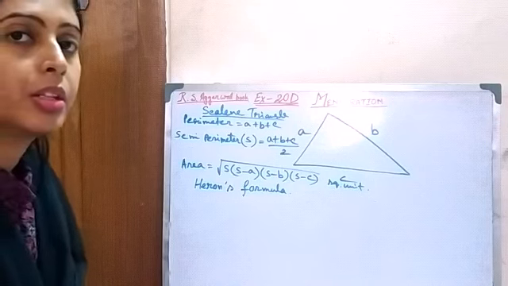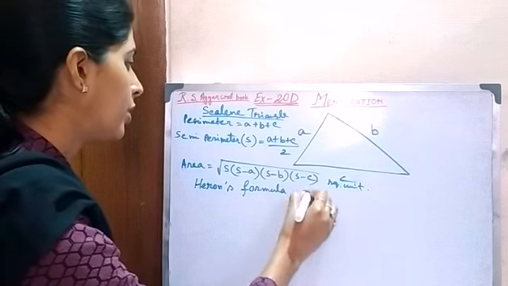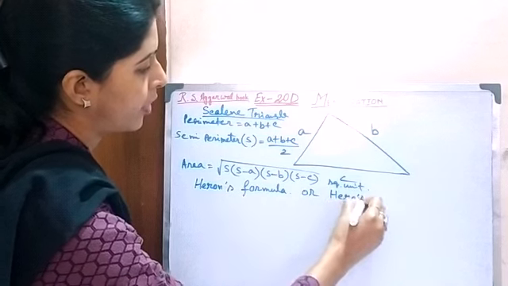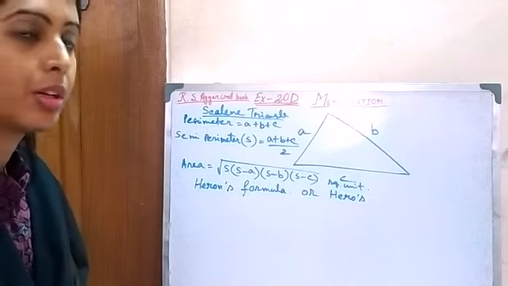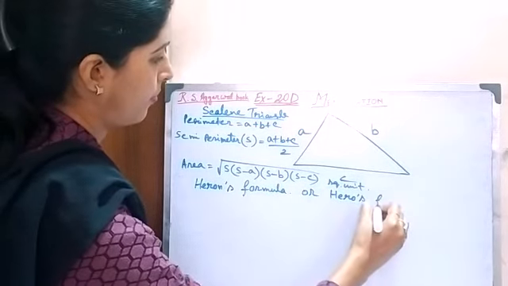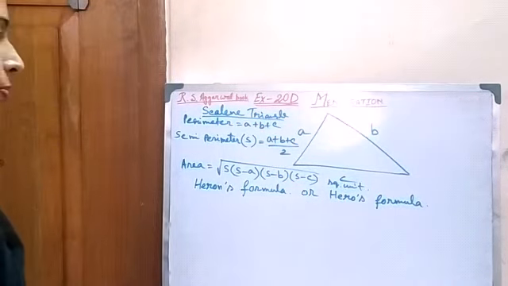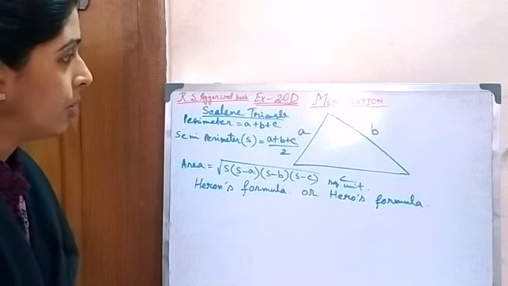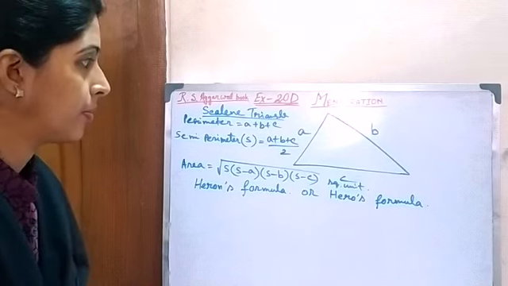Mathematician Heron invented this formula. That's why its name is Heron's formula, or another name is there, that is Hero's formula. Heron and Hero, these both are names of the same person. That's all for introduction. So now I am going to start the exercise.